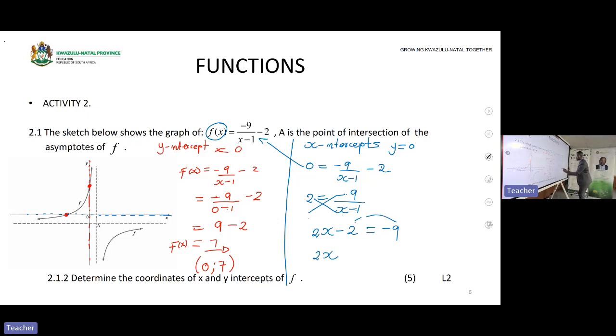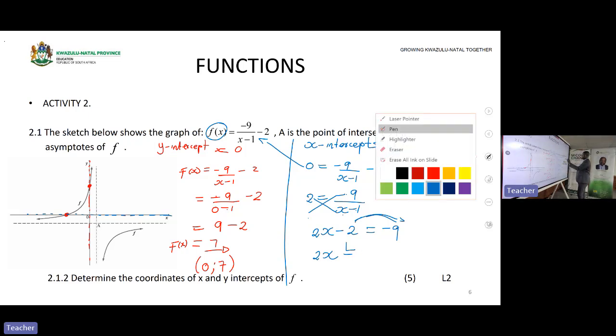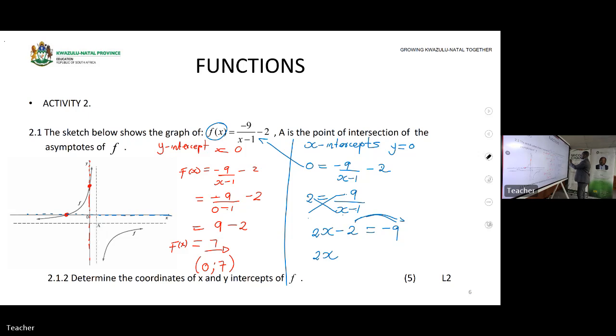We then transpose our -2 again to this side. It will be 2x equals -9 plus 2. Then 2x will be equal to -7. Then we have to divide by 2. Then if you divide by 2, we'll have x equals -7 over 2. We'll have -7 over 2, which is what? Which is -3,5. Then x is -3,5.